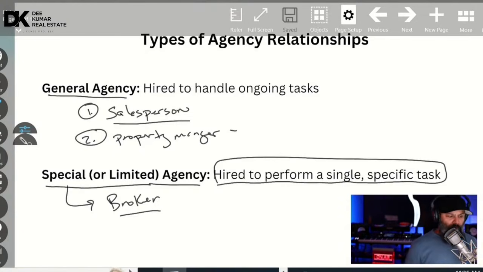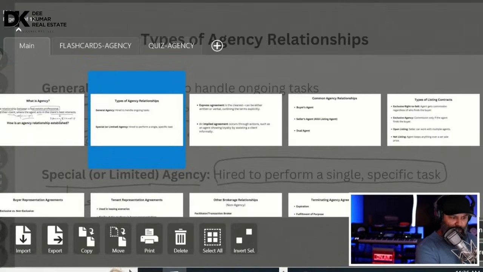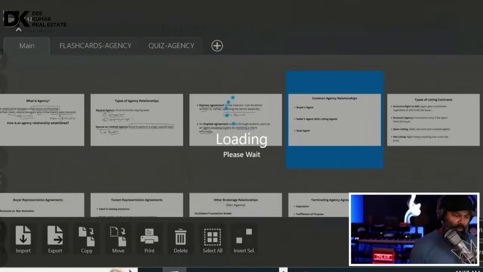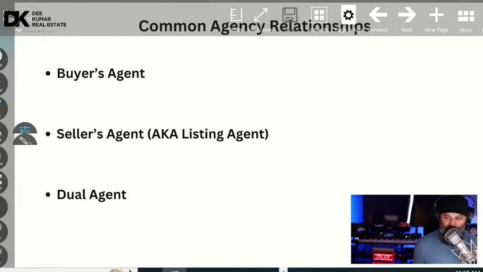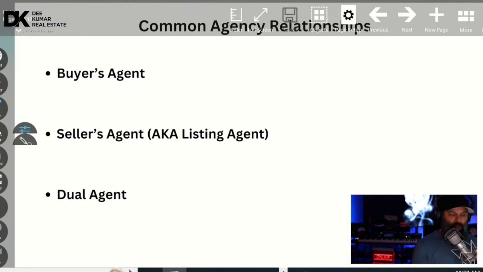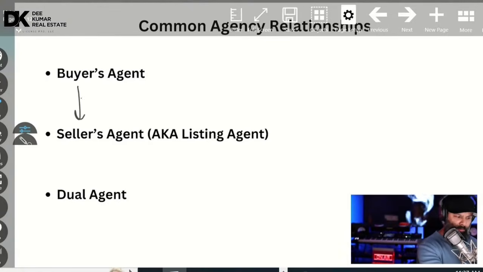All right, so that is what a special and general agent is. The next thing, let's talk about common agency relationships. These are very standard, so we can take a peek at these and understand. You definitely need to know how to break these open a little bit. The common agency relationships we have here are buyer's agents, seller's agents, and dual agents. You want to understand how each one of these looks and works. These two are very sort of binary, right?